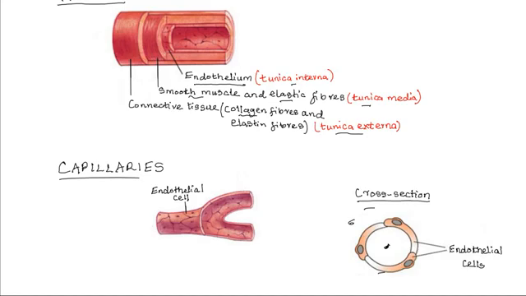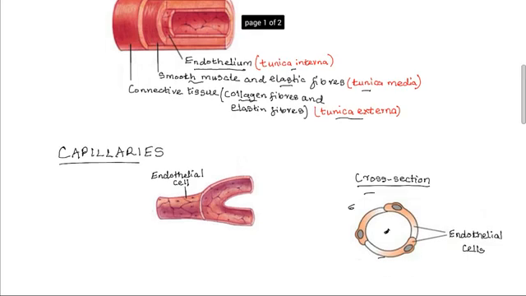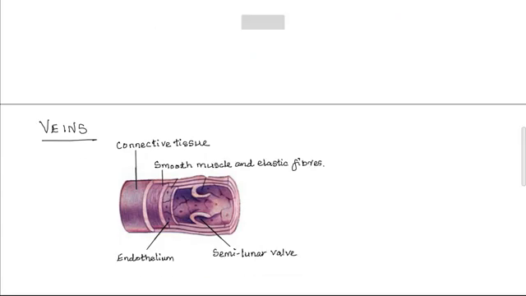Then the veins. Structurally, the veins are very similar to the arteries in that the walls are made up of three layers. There is the innermost endothelium, the tunica interna, the tunica media made up of smooth muscles and elastic fibers, and the tunica externa made up of connective tissue.